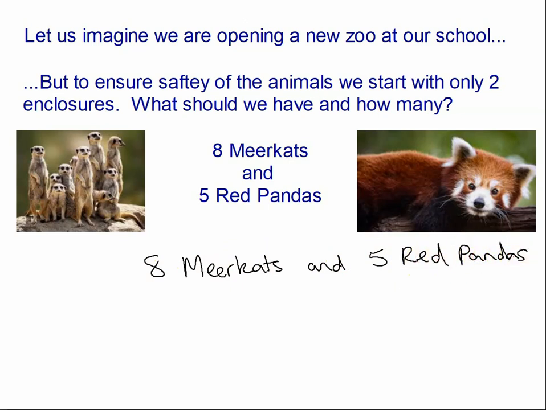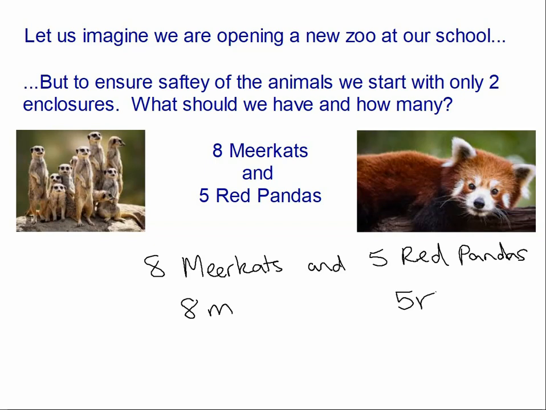Now, that's all well and good, but as a mathematician, we're not really happy with that. We want to try and write things as small as possible. Remember, maths isn't to make things harder, it's to make things easier. So instead of writing meerkats, let's just call that an M. So we have 8 M's. Red pandas, I'm just going to go for the R. You could have gone for the P for the pandas, but I'm going to go 5R.